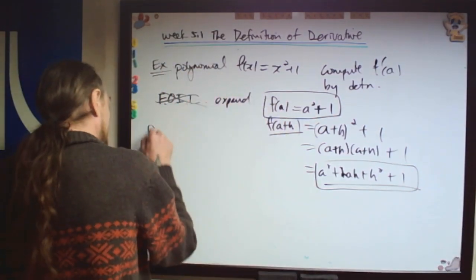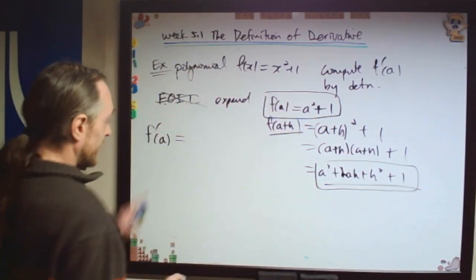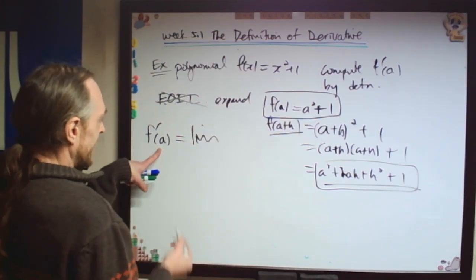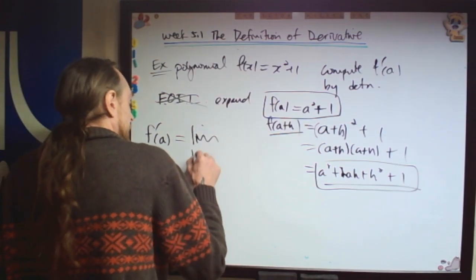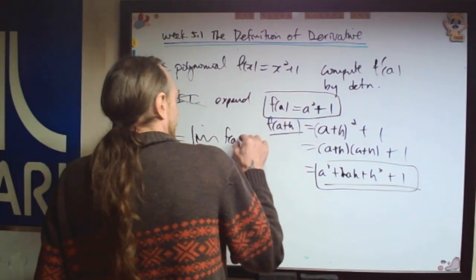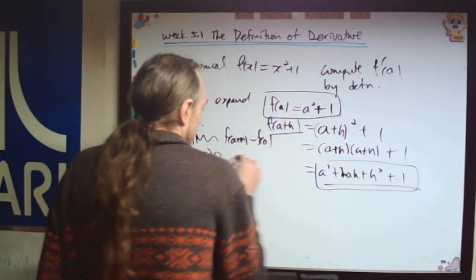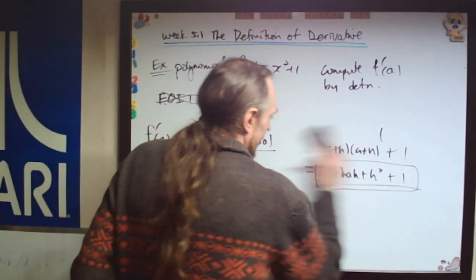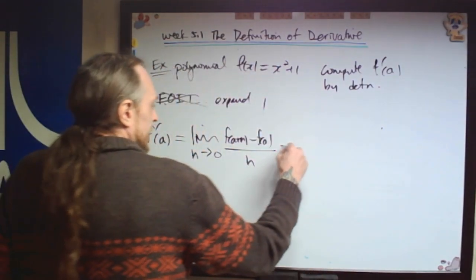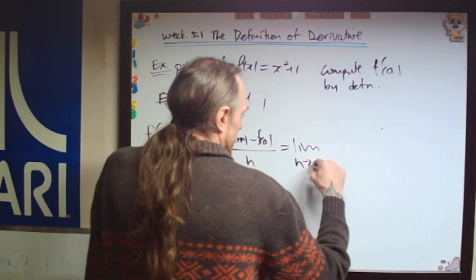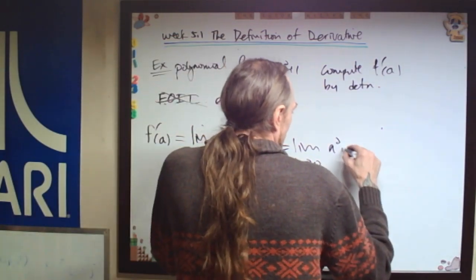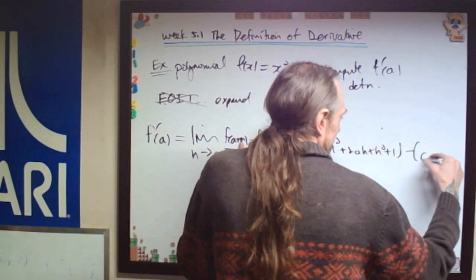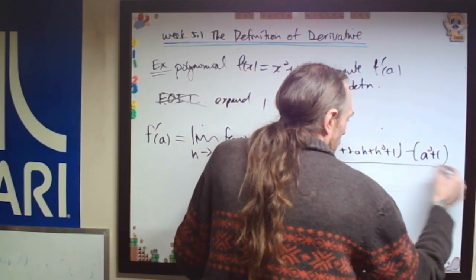The definition of derivative now is f prime of a is equal to, as a mantra, I probably didn't list it specifically up there, but this is what it is. The derivative f prime of a is equal to the limit as h approaches 0 of f of a plus h minus f of a over h. I've already prepped and found these guys, so now I can put them in there. This is the limit as h approaches 0. This one was a squared plus 2ah plus h squared plus 1 minus a squared plus 1 all over h.